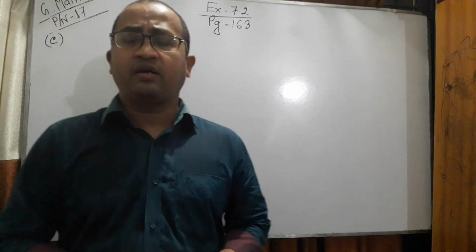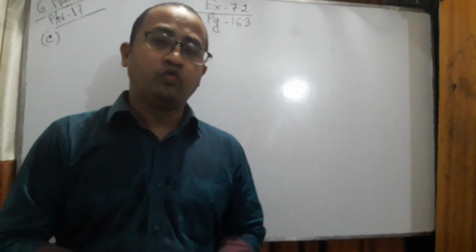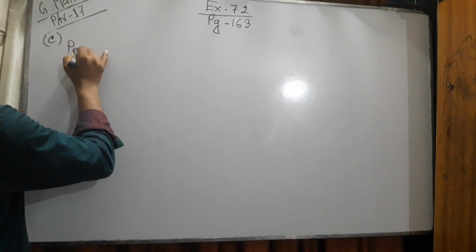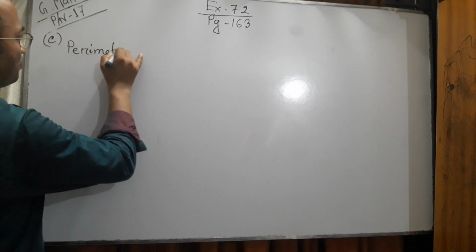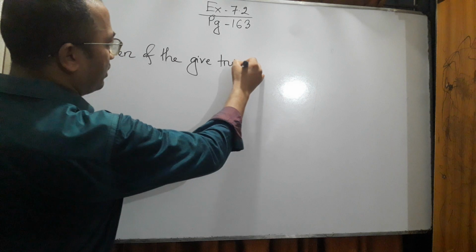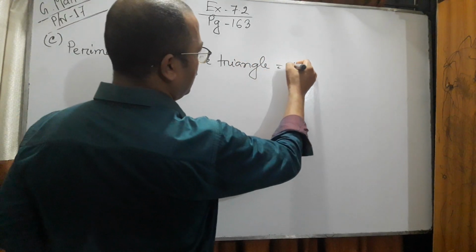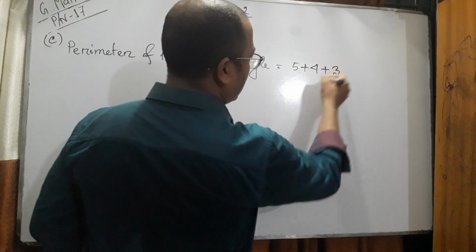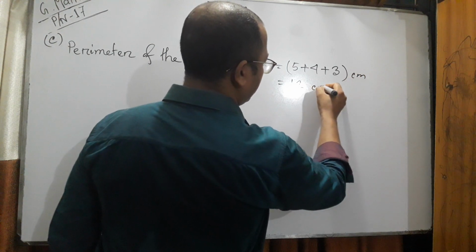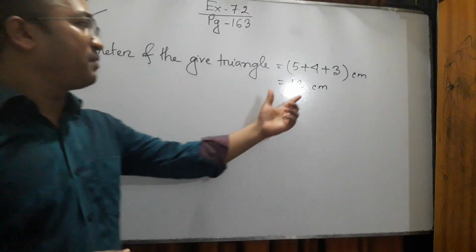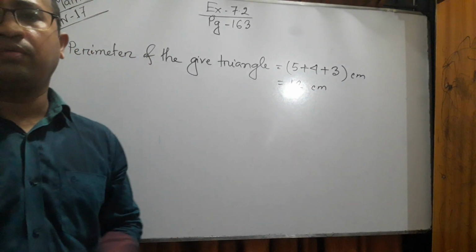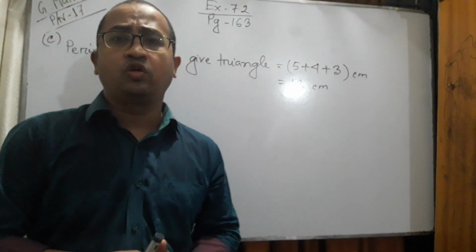At first we should find out the perimeter of the triangle. Already we know all 3 sides of the triangle. Look, perimeter of the given triangle: 5 plus 4 plus 3, that is 12 centimeter. Now this is the perimeter of the square too. So we will draw a line that is 12 centimeter.